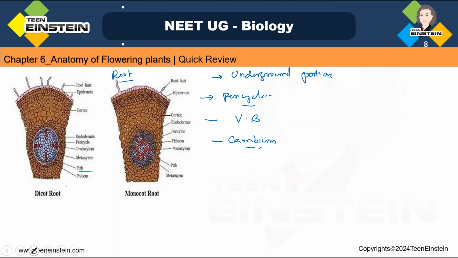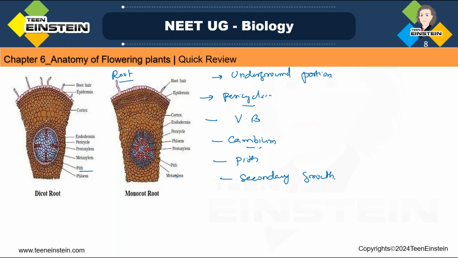So the pith region is poorly developed in dicot, and in monocot it is fully developed. In which one? In monocot, the pith region is fully developed. Then what about the secondary growth? Secondary growth is taking place in the dicot, and there is no secondary growth in the monocots, right? And cortex and endodermis.